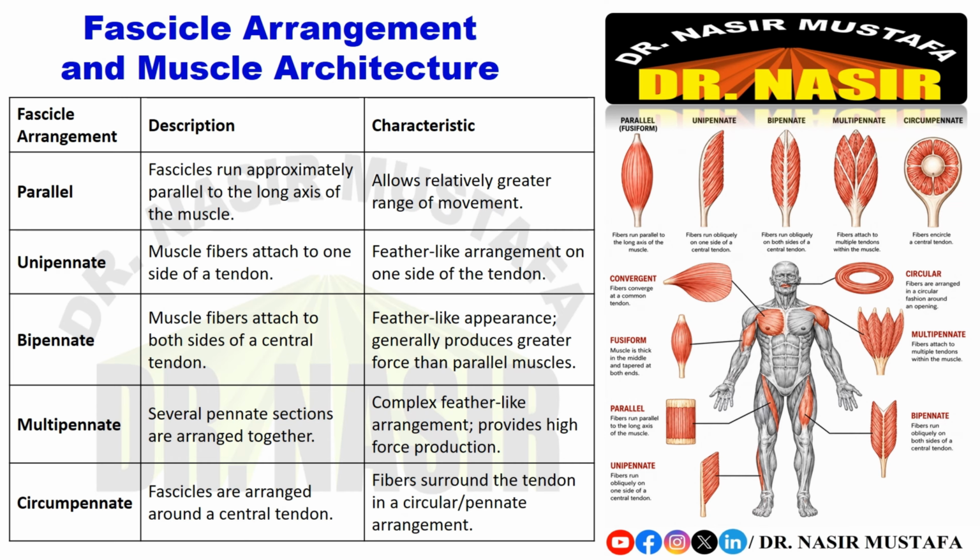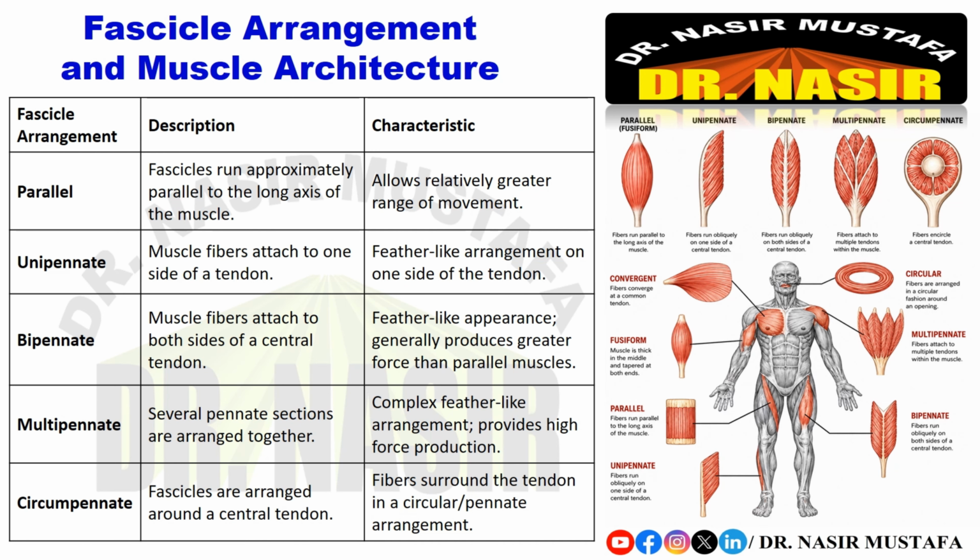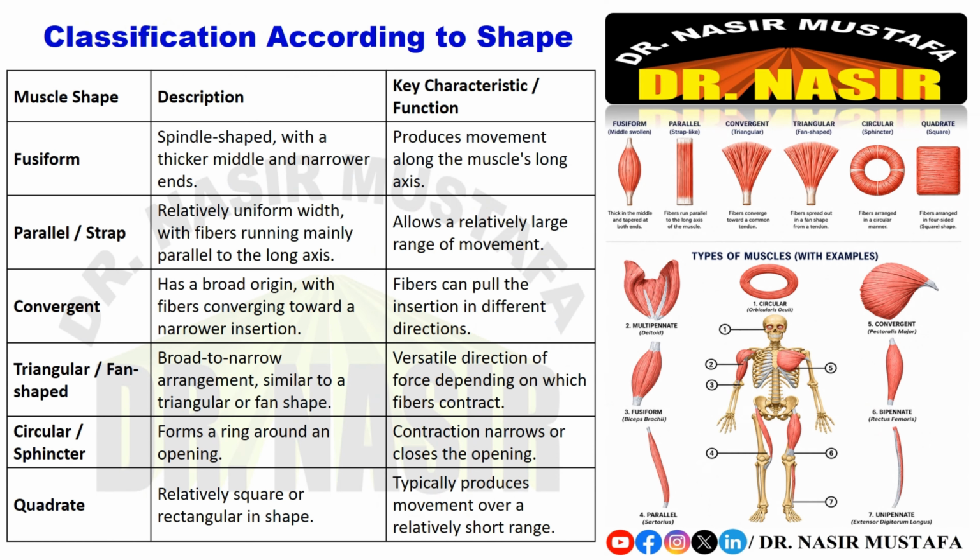In multipennate muscles, several pennate sections are arranged together. The diagram also illustrates circumpennate architecture, in which fascicles are arranged around a central tendon. This architecture is clinically and functionally important because the arrangement of muscle fibers influences the amount of force a muscle can produce and the range through which it can move.